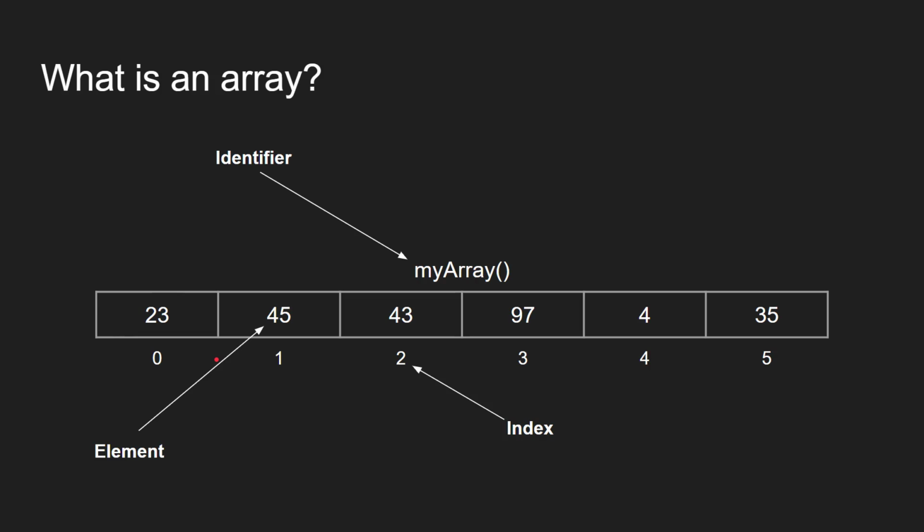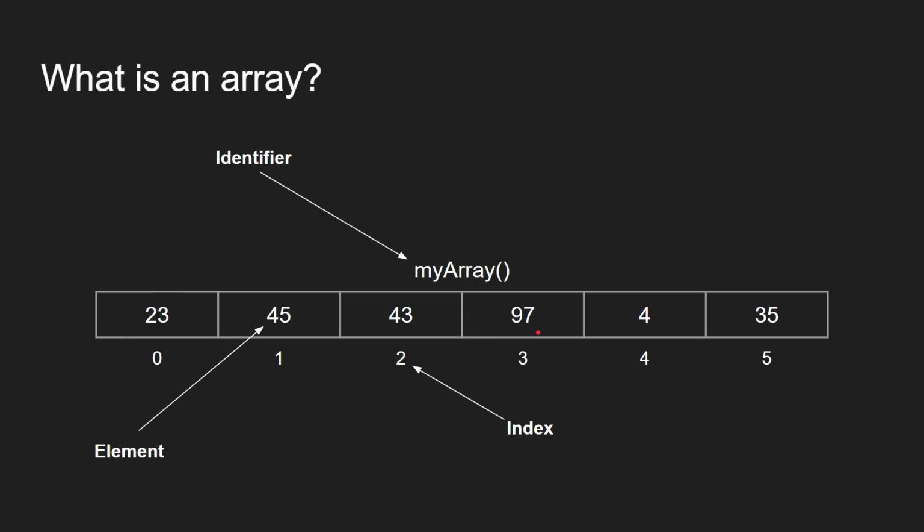So for example, if I asked you, what is at my array, bracket, 3, close bracket. Whatever number goes inside these brackets refers to the index location in the array. So if I said to you my array at the position of 3, then we go to the third position and we recall the number at that position.